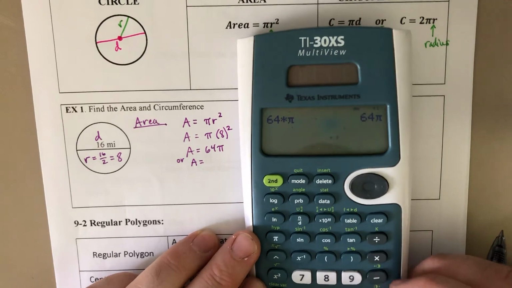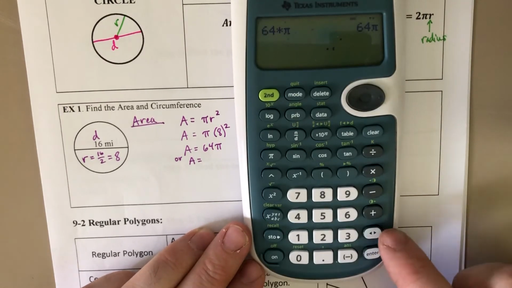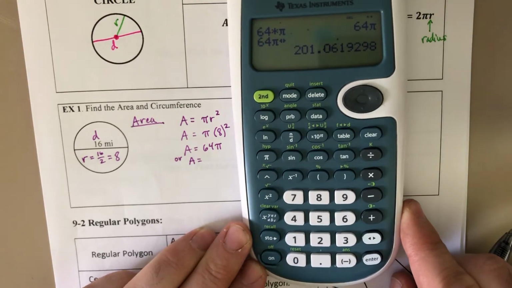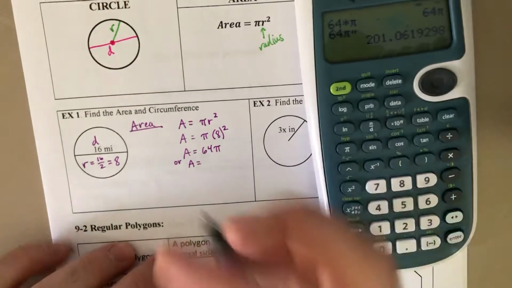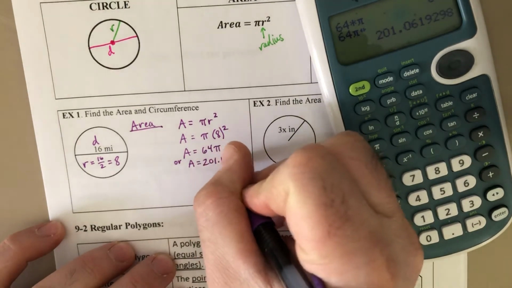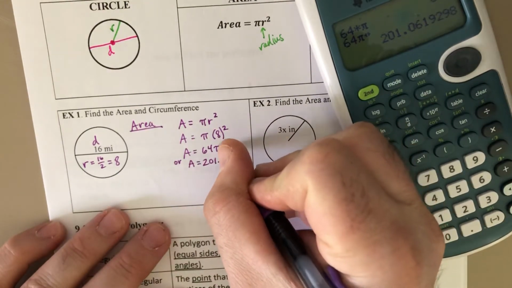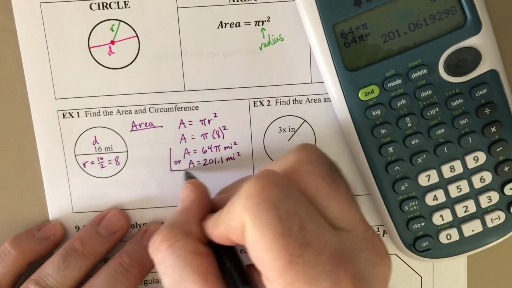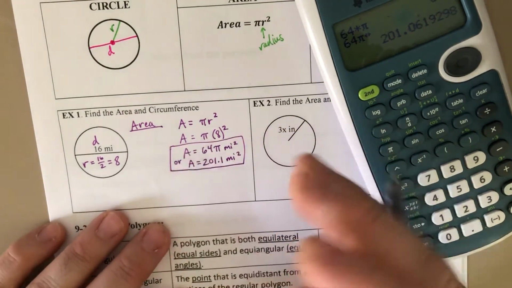But if we do want the decimal, just remember you go down here right above the enter, you press that double arrow, and it switches it to decimal. 201.1 if we round it to the tenth. So 201.1. Don't forget units. We're talking about square miles. Square miles. And I'm going to box in both answers.